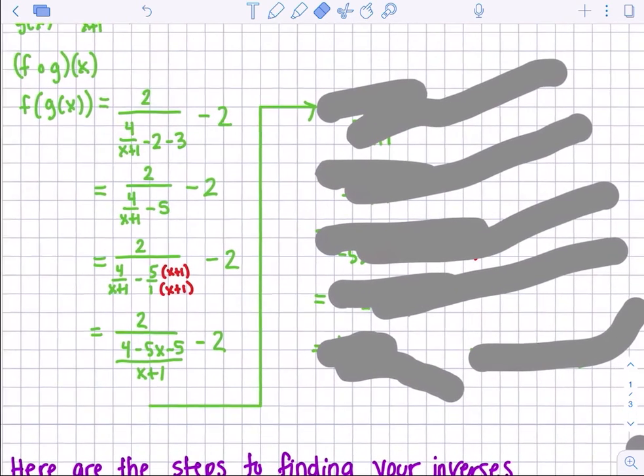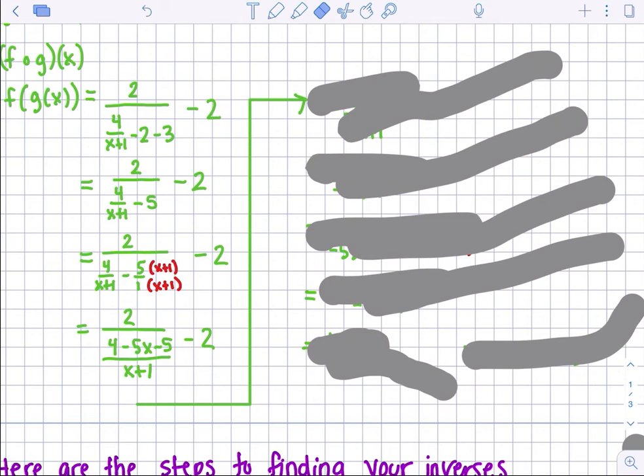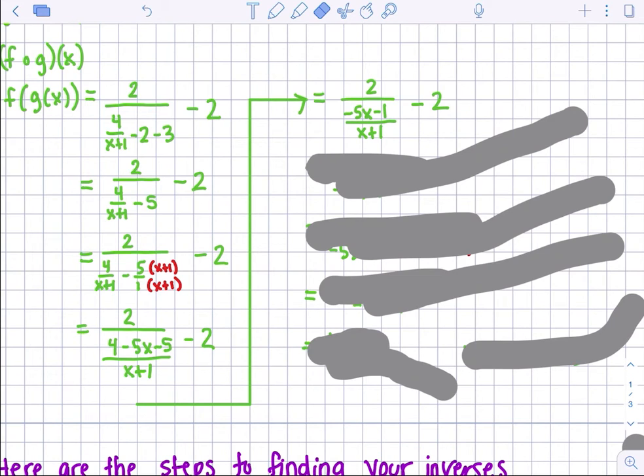So we could simplify the top, and you guys are going to get, so 4 minus 5 is negative 1. So negative 5x minus 1 over x plus 1 minus 2. Okay, so this is where you guys have a fraction over a fraction, which means that you guys essentially flip this, and the x plus 1 gets multiplied to the 2.